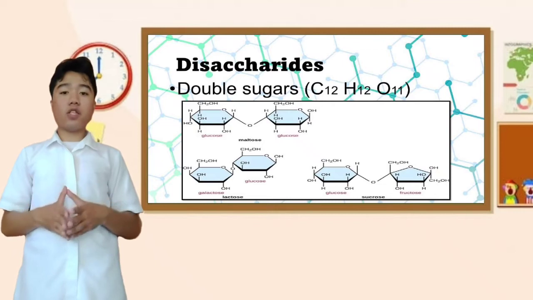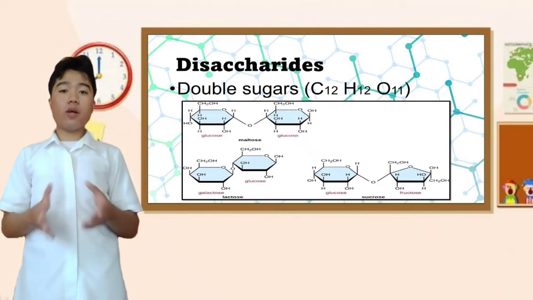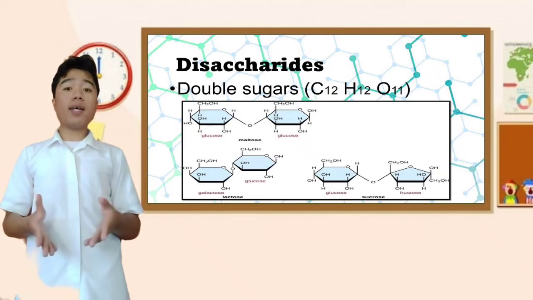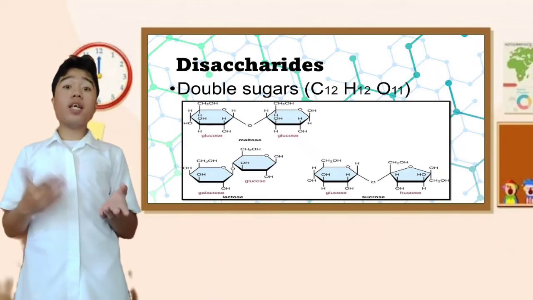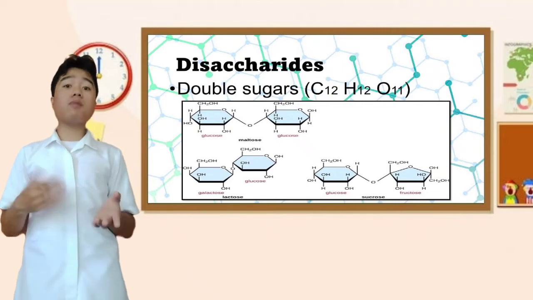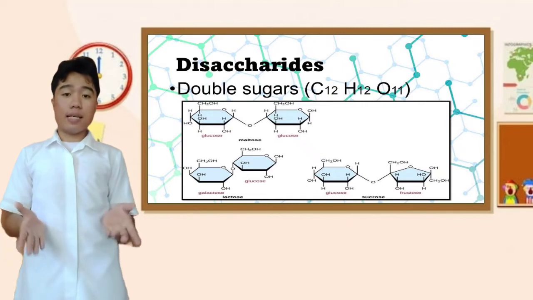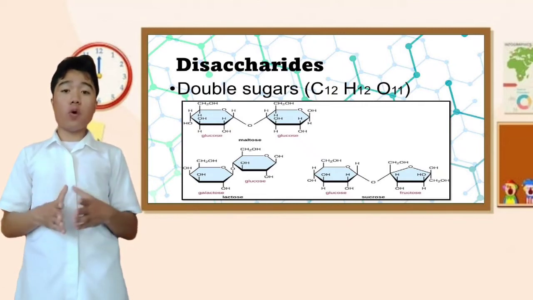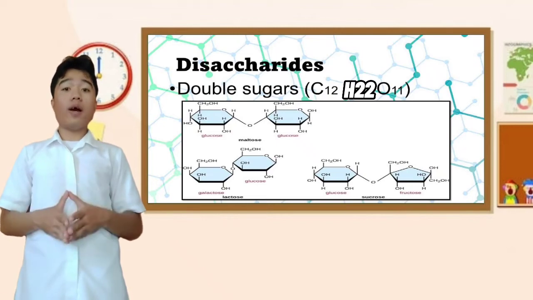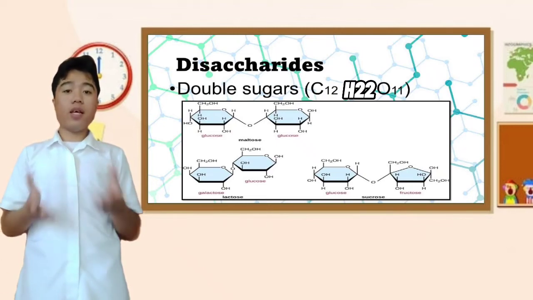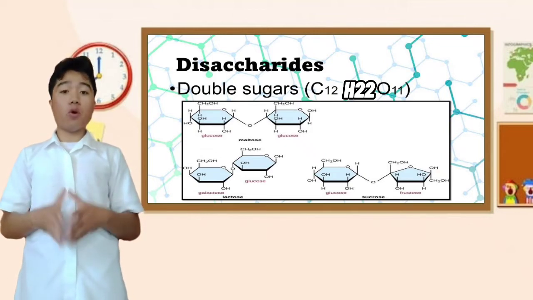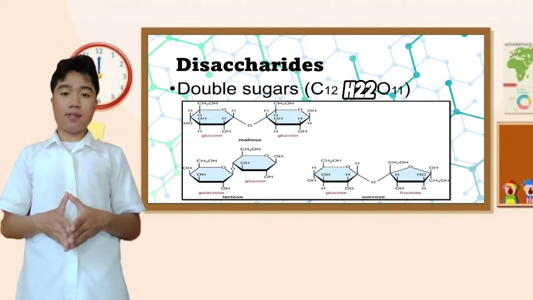The next classification of carbohydrates is what we call the disaccharides, which are the double sugars. When we combine a monosaccharide and another monosaccharide, it will form a disaccharide. So monosaccharide plus monosaccharide equals disaccharide. And the chemical formula for the disaccharides is C12H22O11. And here we have the chemical structures for the examples or types of disaccharides.